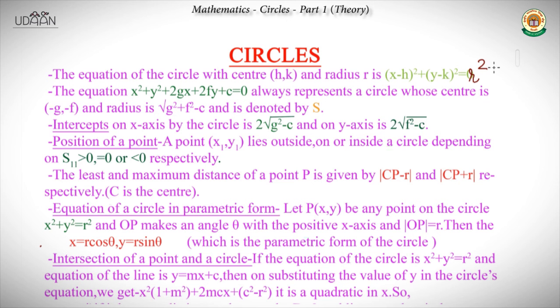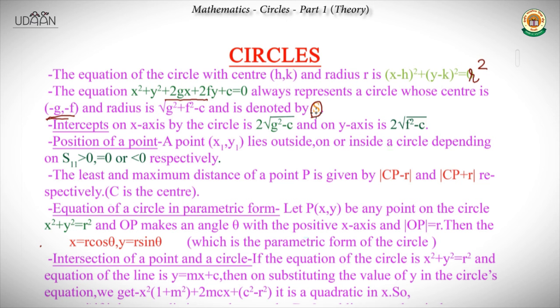But next, the equation x square plus y square plus 2gx plus 2fy plus c equals 0 always represents a circle whose center is (minus g, minus f) and radius is root over g square plus f square minus c. And it is denoted by S. An interesting thing to note here is we are so confidently able to say that it'll always represent a circle because there is no xy term there.